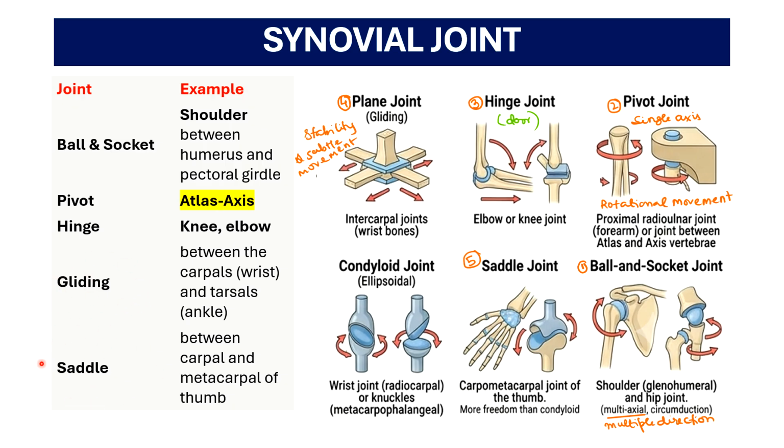Next is your saddle joint. It is found between the carpal and metacarpal of the thumb. This is your saddle joint, and it gives more freedom in the movement, and it is found in the thumb region. So these are the different types of synovial joint. I hope you are clear about it.